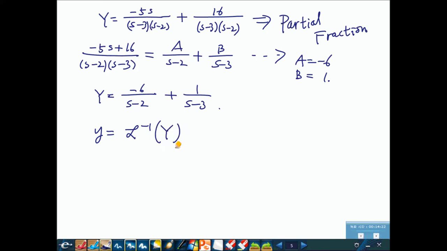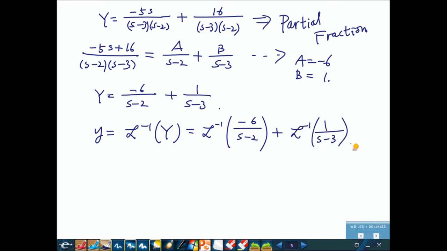Okay? If you do that, inverse Laplace of minus 6 over s minus 2 plus the inverse Laplace of 1 over s minus 3. This is also a linear operator, right? So you can write it this way. And if you go to the table, s minus something is an exponential in the time domain, right? So it's easier to find. So it's minus 6 times e to the 2t plus e to the 3t.